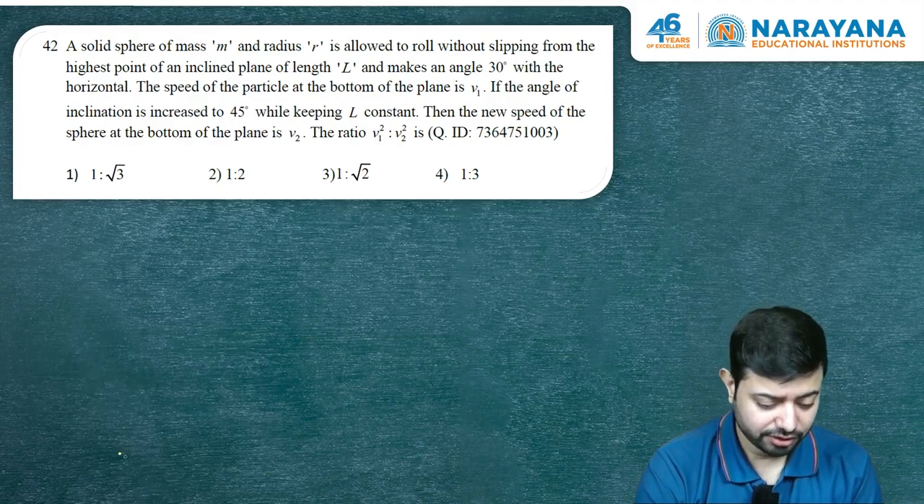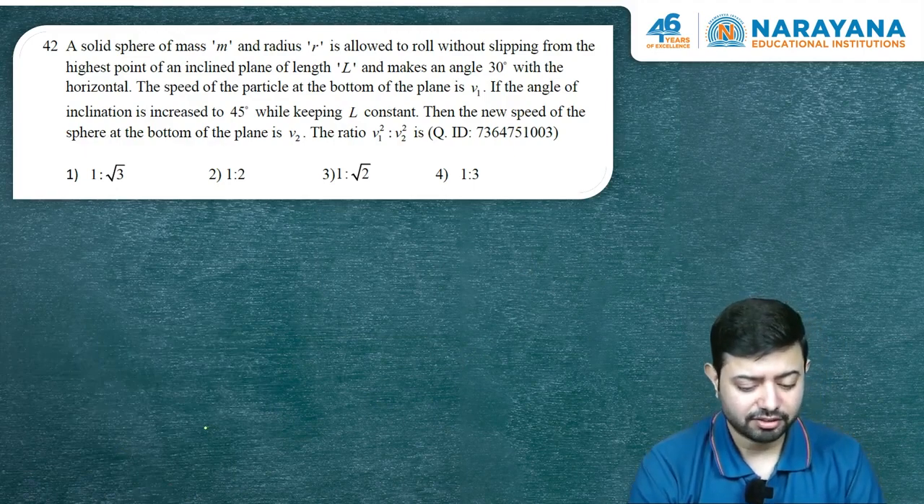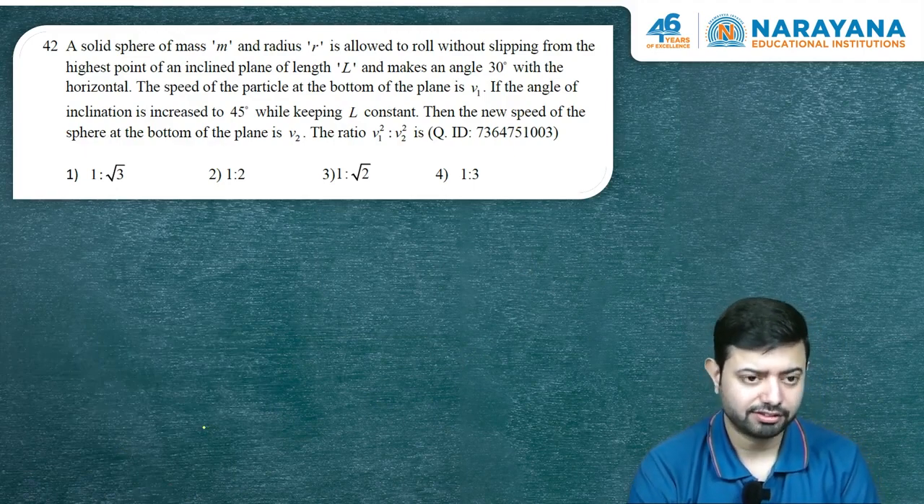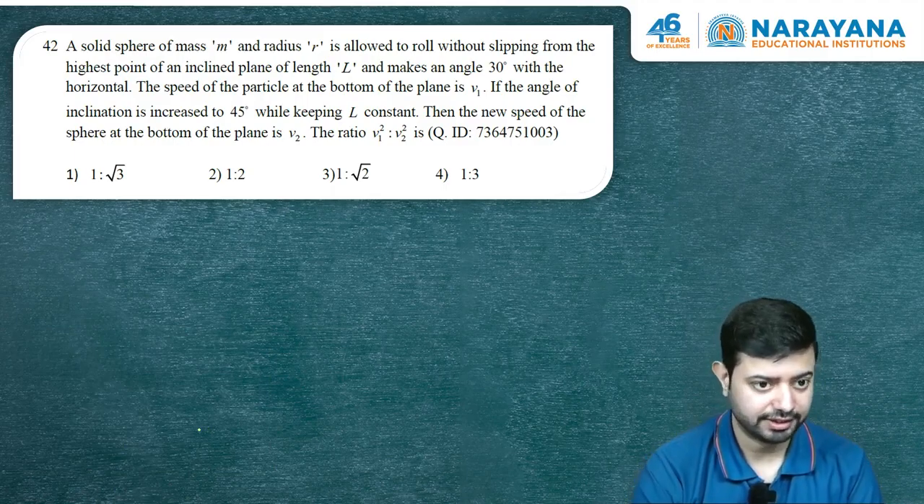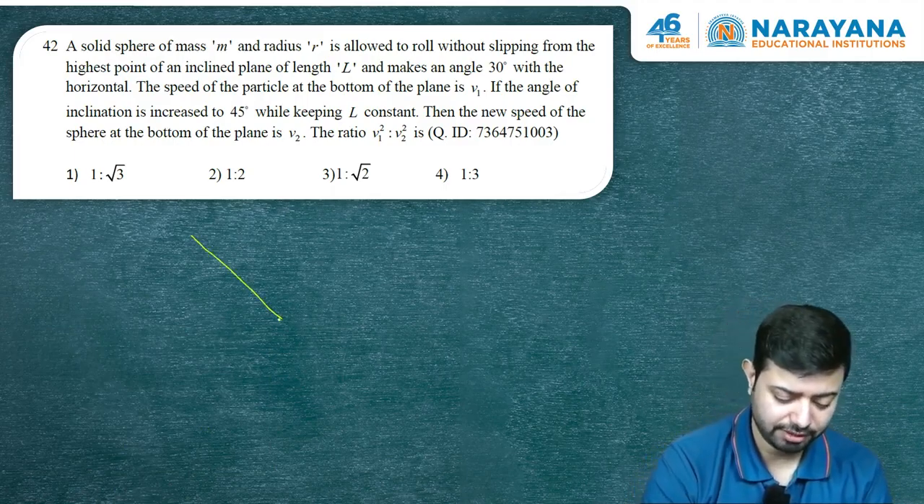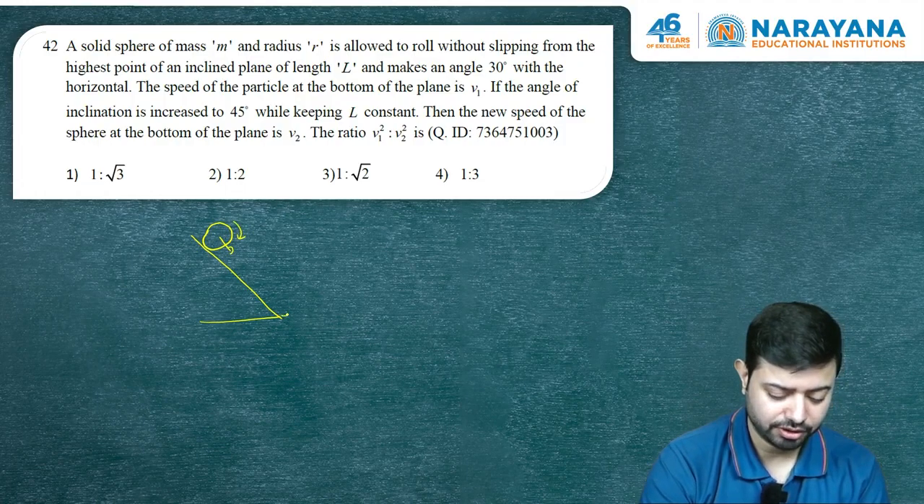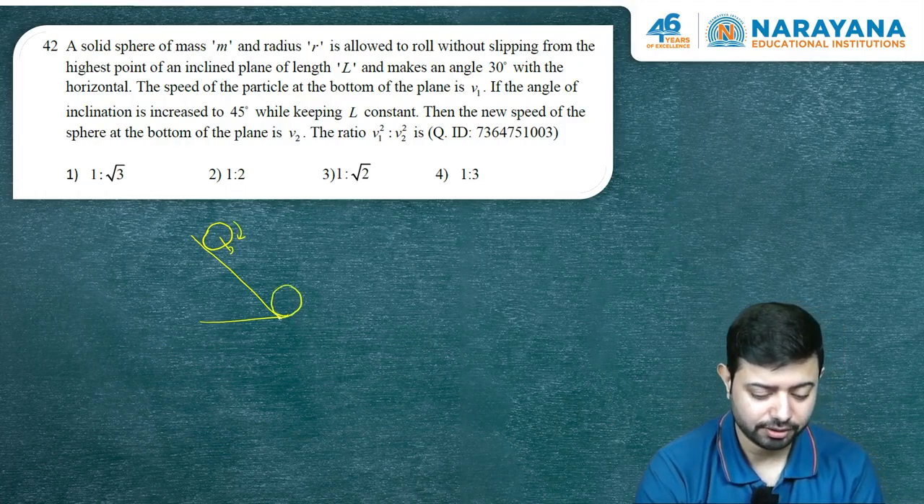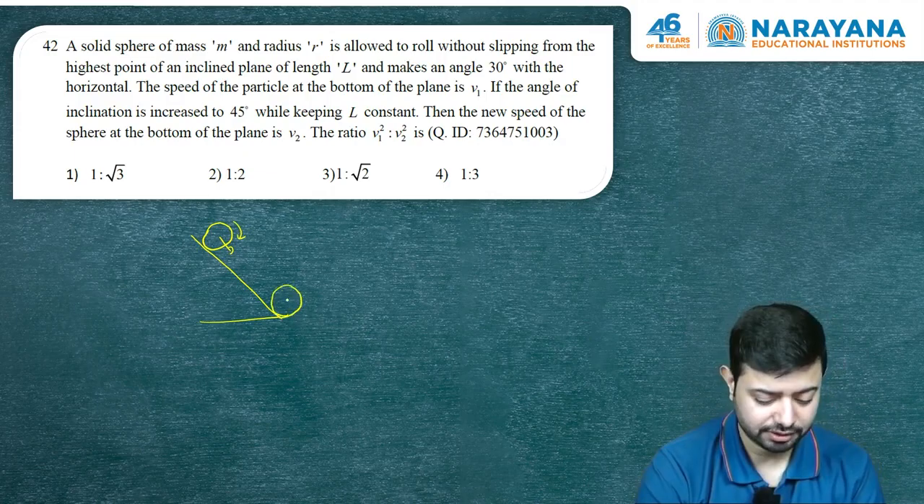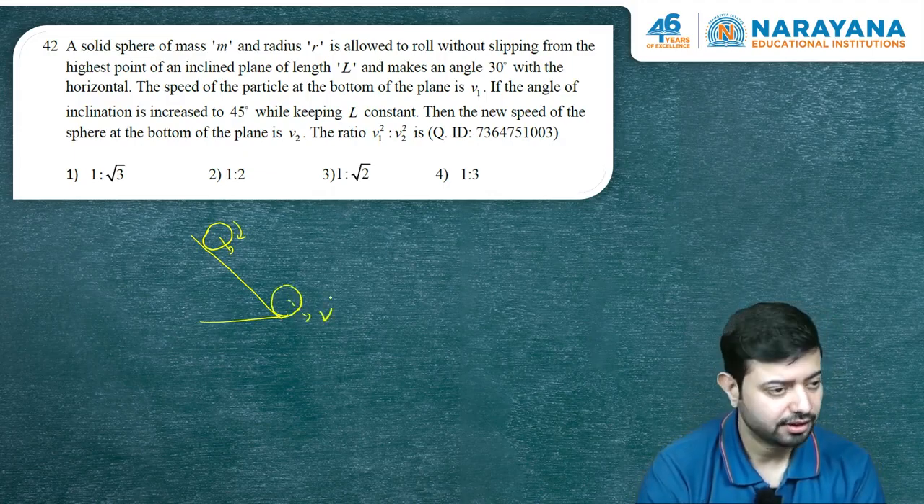A solid sphere of mass m and radius r is allowed to roll without slipping from the highest point of an inclined plane of length L, right. If you take an inclined plane and a particular object is rolling, it will roll down and reach the bottom. While reaching the bottom, it might have some speed, that is V, clear.